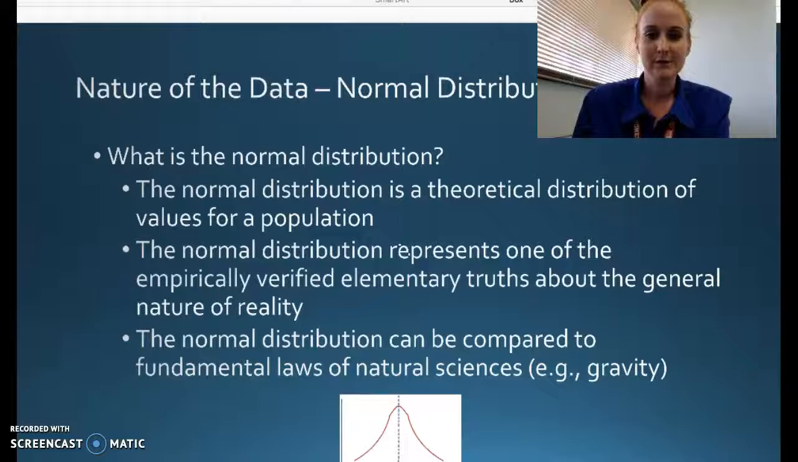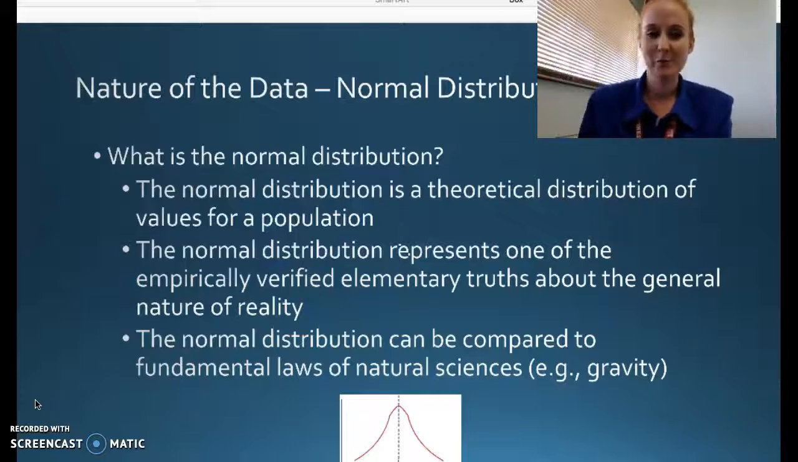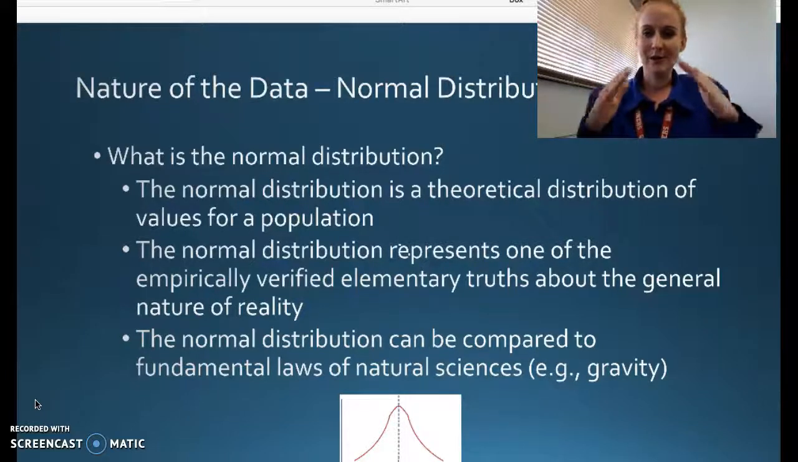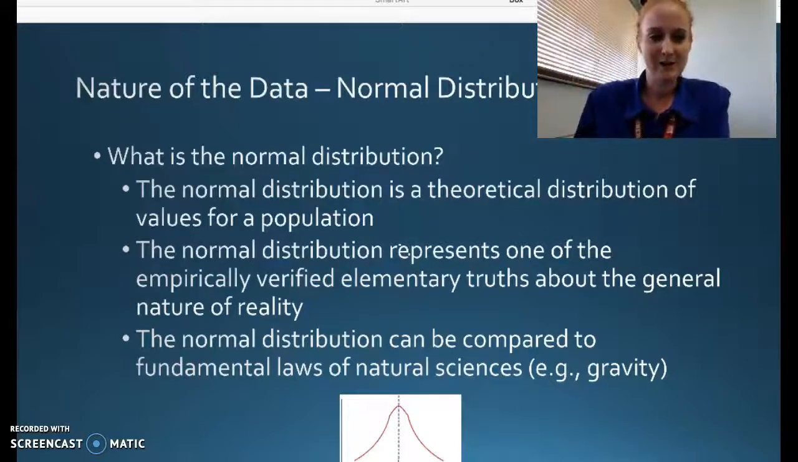Okay, let's go back to distribution. You've heard of the normal distribution. It's this beautiful symmetrical line. It's a theoretical distribution of values for a population. It represents one of our truths about reality. It has the symmetry that what's happening on one side is also happening on the other. One of those fundamental laws of nature.